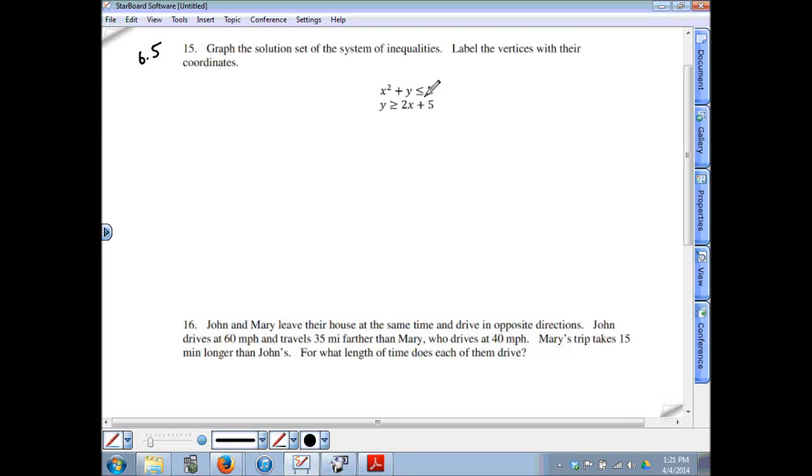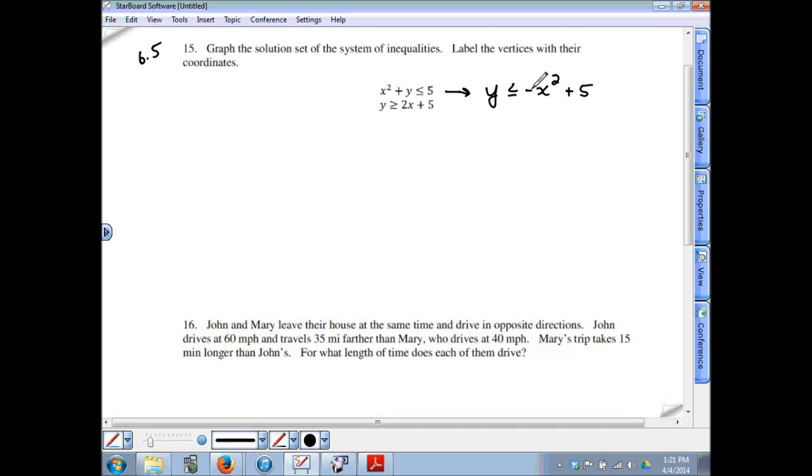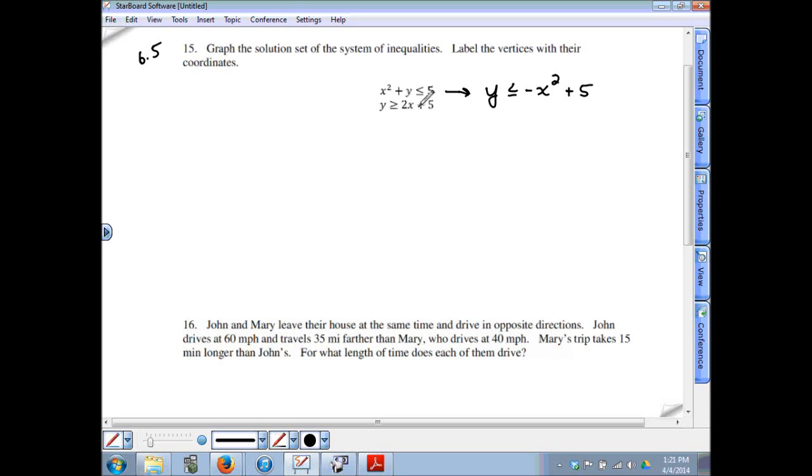So this top one here, I'm actually going to change this so that y is by itself. I'm going to subtract x squared on both sides. We're going to have y is less than or equal to negative x squared plus 5. So that's actually a parabola that's been moved up 5 units because of the plus 5. It's outside of the function. So that's a vertical transformation up 5 units. The minus sign flips the parabola upside down. This bottom inequality is linear. It's just a slope-intercept form, 2x plus 5.